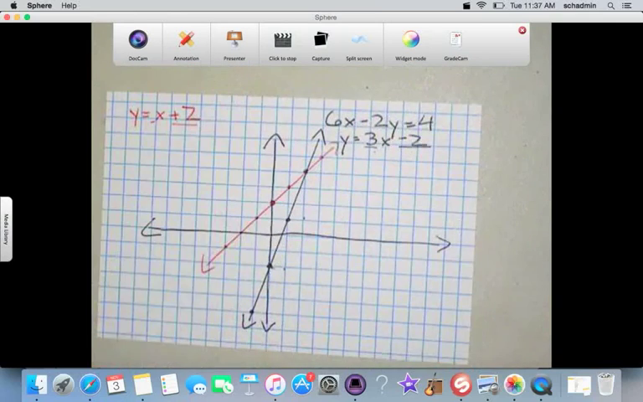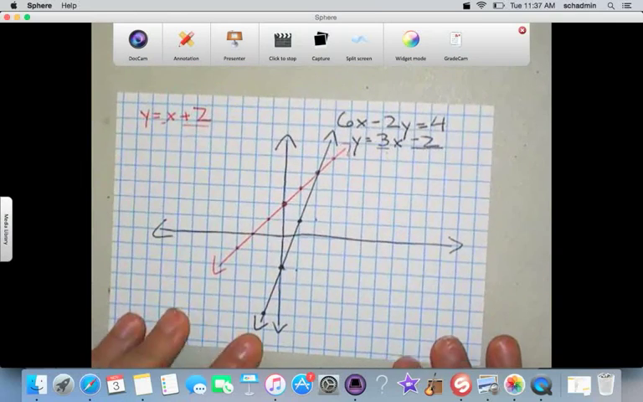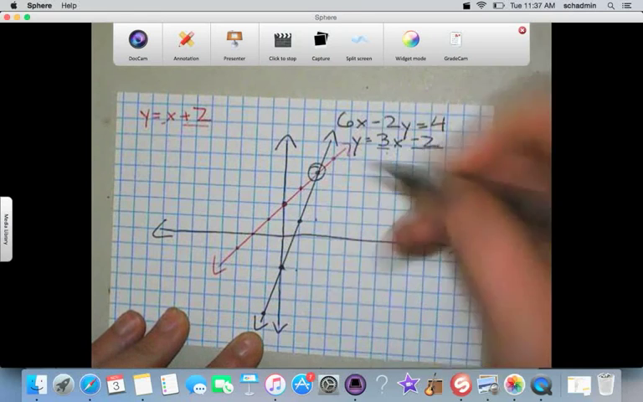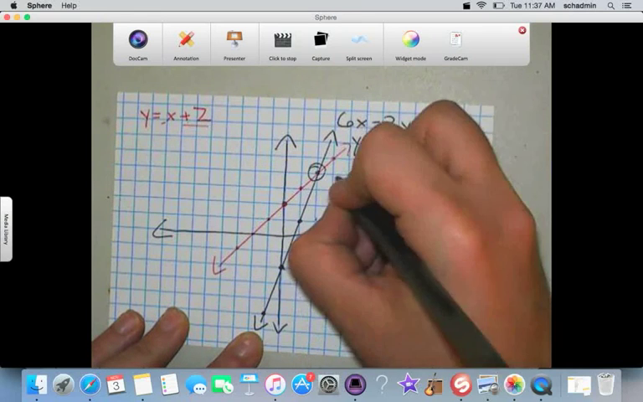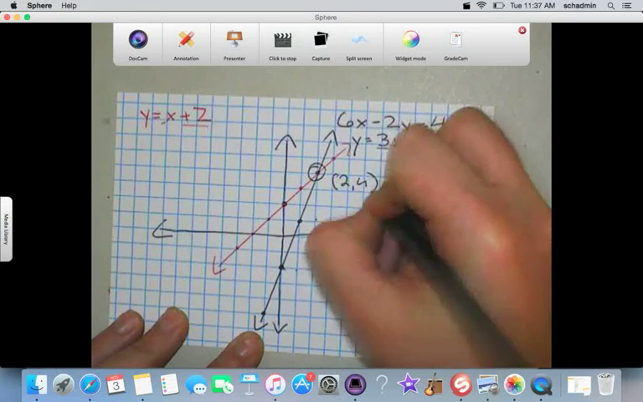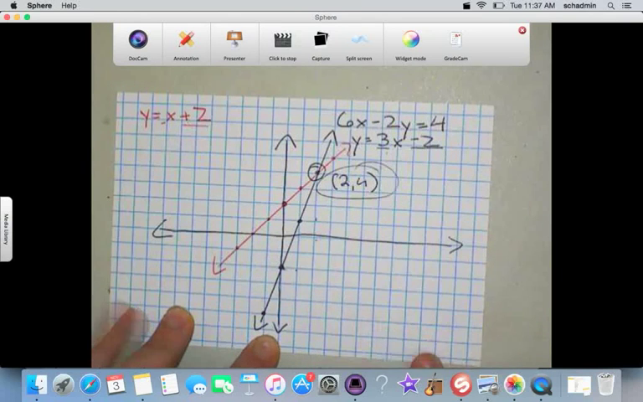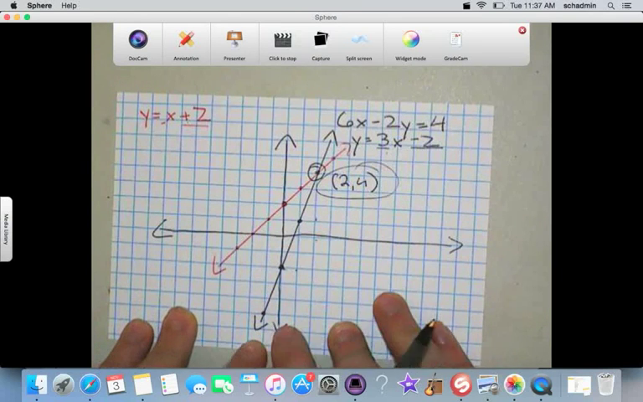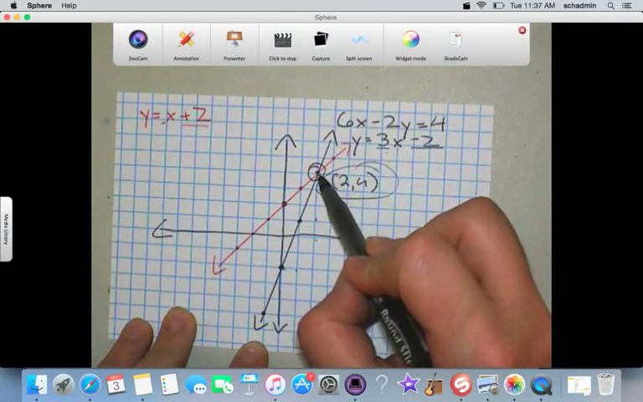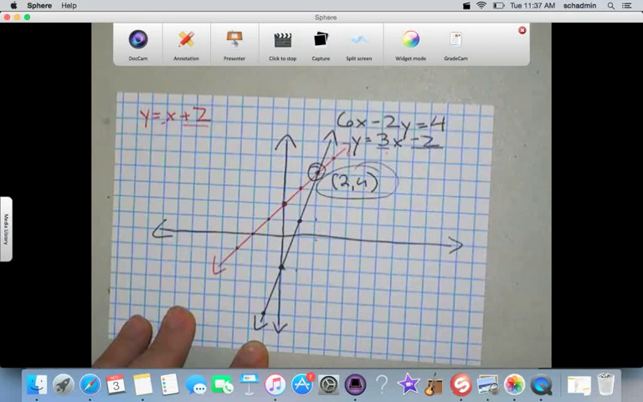Because these lines are not parallel, they obviously intersect at this point right here, which happens to be (2, 4). And that is your final answer. That is your solution, because that is a point that is on both of the lines and where they happen to intersect. All right, continue with your Google Slides and come find me if you have any more questions.